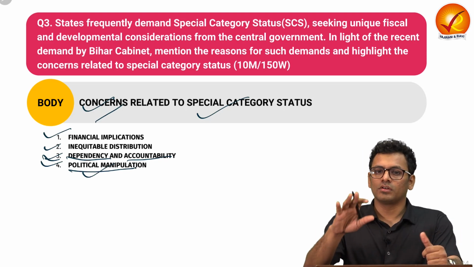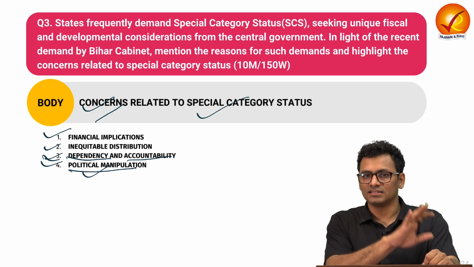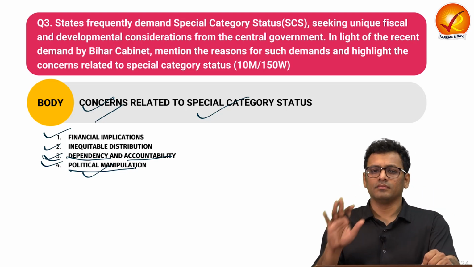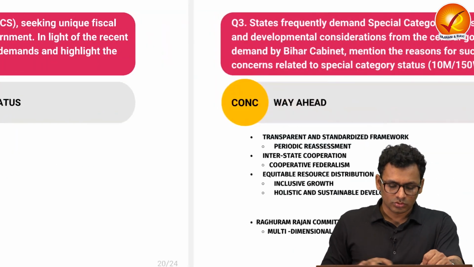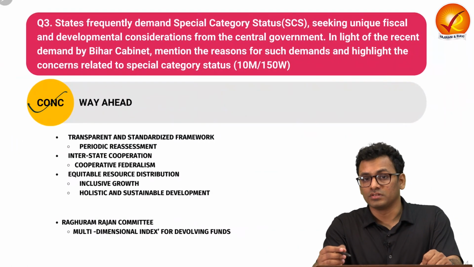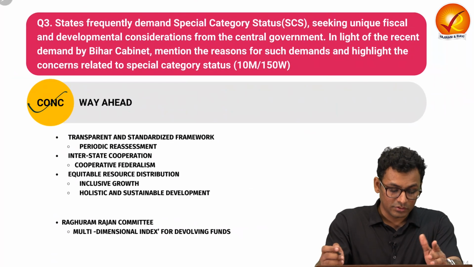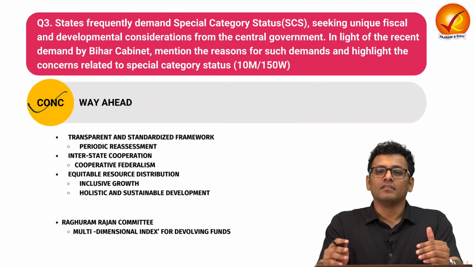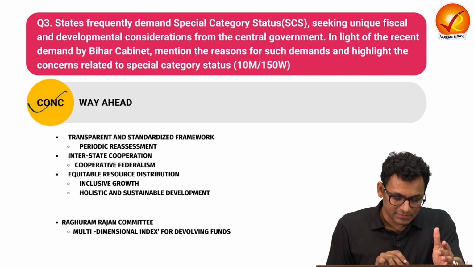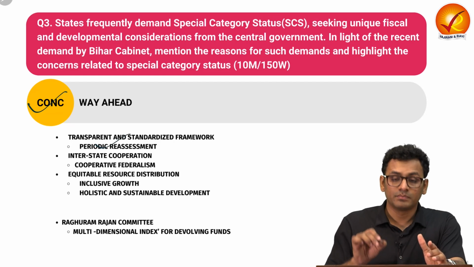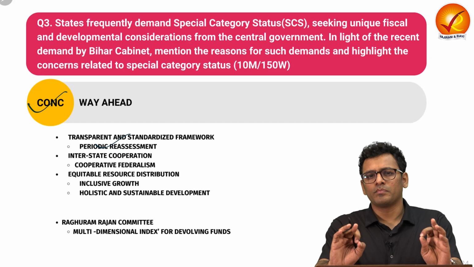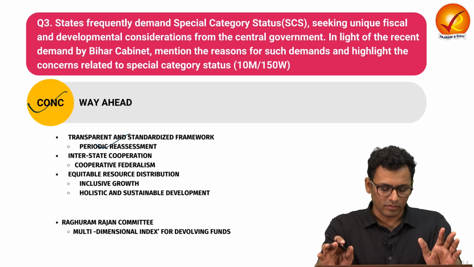So this is something you're going to write in the body part. We have seen heading 1 with respect to the reasons and body heading 2 with respect to the concerns. Now let us go to the conclusion, where you have the opportunity to talk about the way ahead. You can talk about how, instead of that kind of asymmetrical federalism, we can create a structure where devolution of funds is done in a transparent and standardized framework, where periodic reassessment is there to ensure proper justification of the devolution of funds.